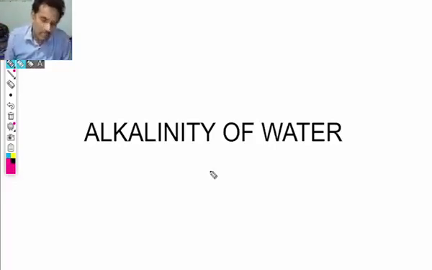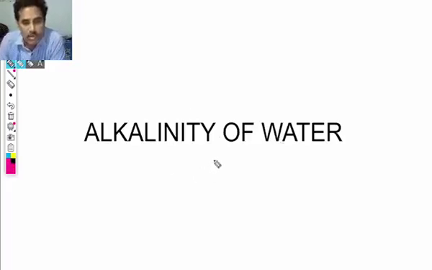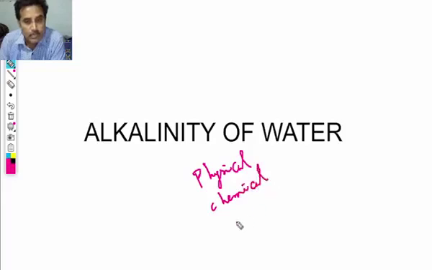So what are the quality parameters they will study? From the water quality point of view, the first one is the physical parameters, which everybody knows. The second one is the chemical parameters, and the next one is the biological parameters. Suppose the physical parameters are good, but even though you drink, some health issues are coming, then you go for the chemical parameters study.